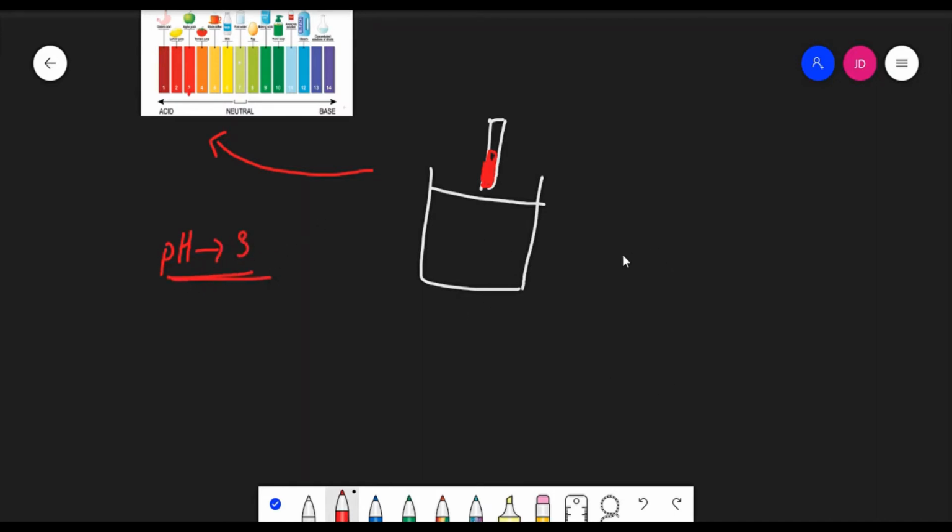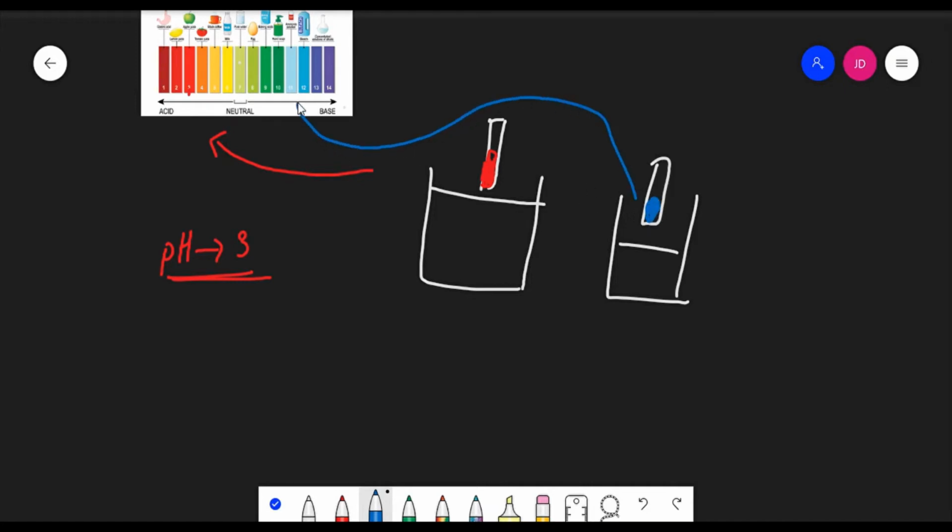Same way, suppose I put a basic solution there. I put a pH paper and my pH paper became, let us say, this much blue. Then I will check with which blue it is matching. It is matching somewhat with this third number, number 12. So okay, I will say the pH is 12. So this is how we identify the pH.